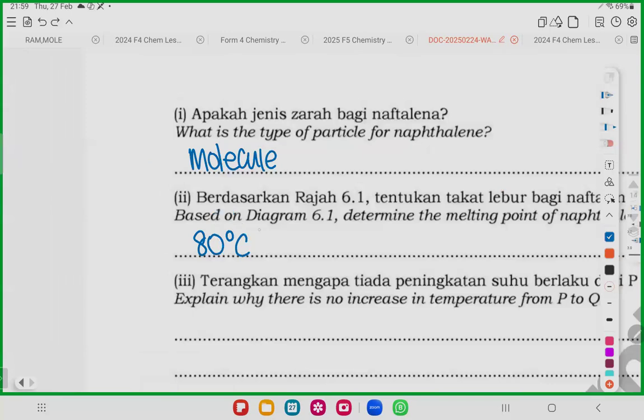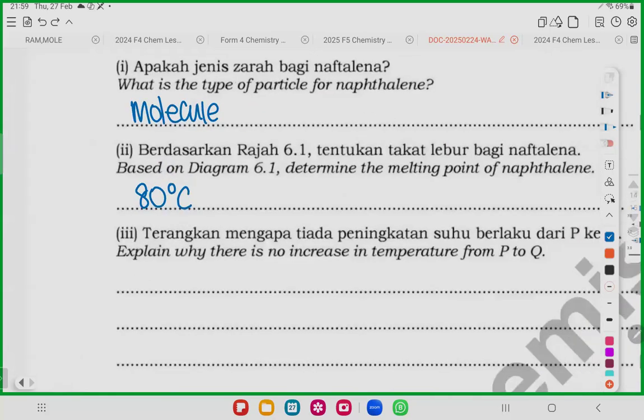If you forget to put the unit, no mark at all. Some students will say, sir, if I forget to put the unit, how many marks will they cut? They won't cut your mark, they will give you 0. They won't deduct your mark, it's no mark at all. Next one.